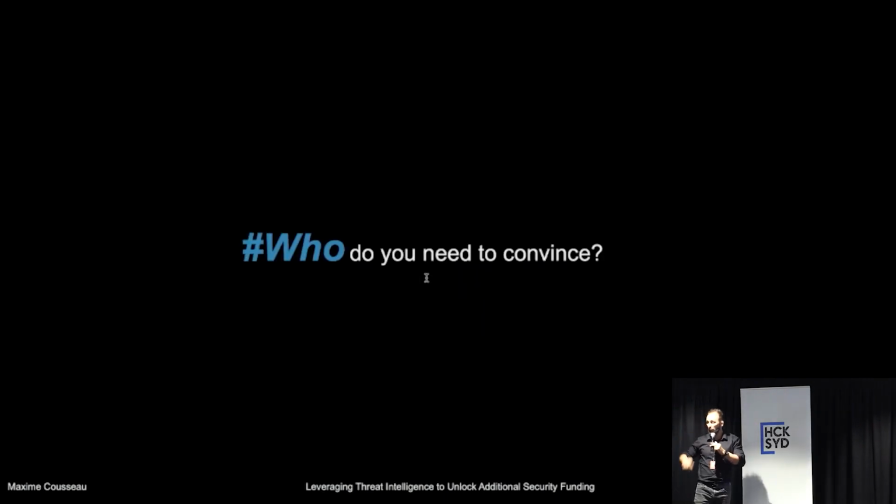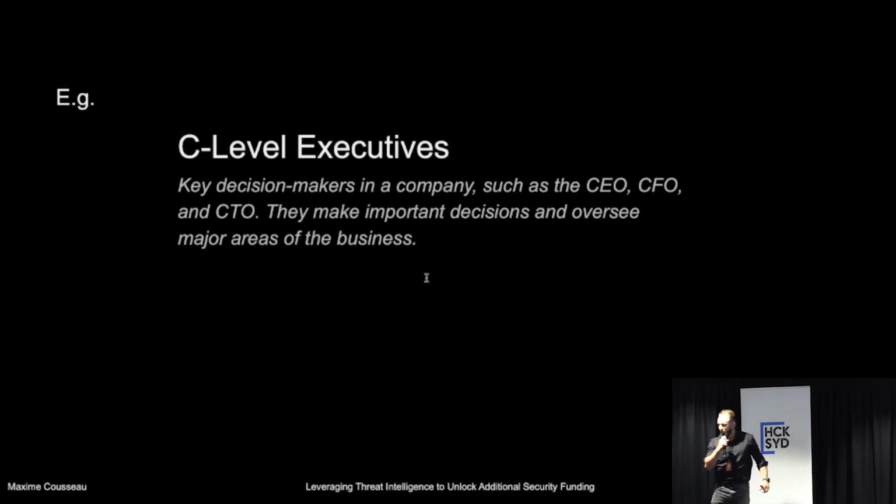So who do we need to convince? Super important. The fact that my email filtering is not great, that's a fact, right? But what do you need? Who do you need to convince? And for what? So let's take that example of C-level executives, the people who make decisions in the business, because at the end of the day, I want to have an extra budget, a budget to get a better email filtering solution for the company. So I need to convince C-level executives there.